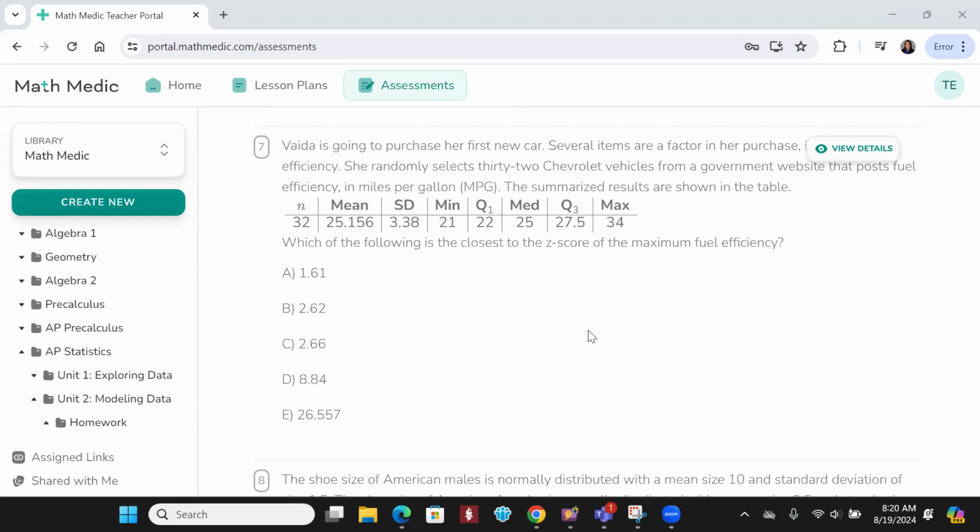Which of the following is the closest to the z-score of the maximum fuel efficiency? How do we find this? Okay, so what'd you get? 2.62. Okay. All right, what about number 8?